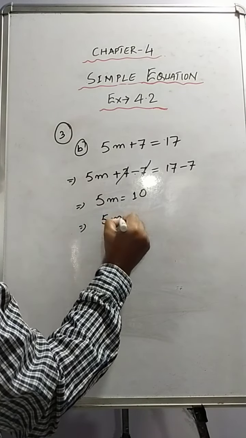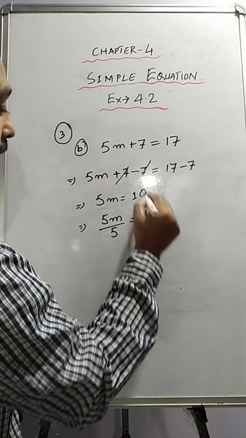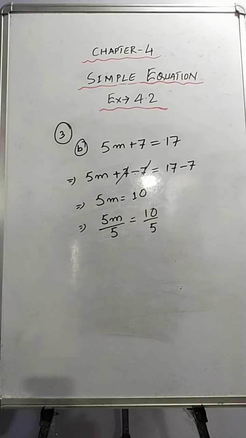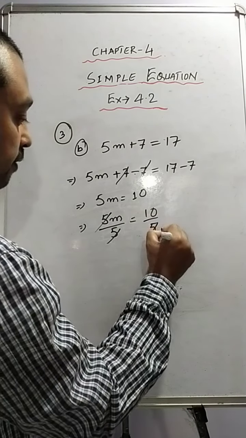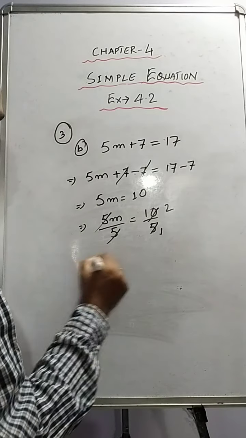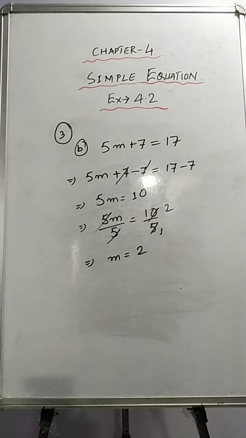So 5m needs to be divided by 5, and the same thing you will do on the right hand side, you have to divide it by 5. Okay, now reduce this: 5 1s are 5, 5 2s are 10. So the answer of m would be 2. Okay, so let's do sum number C.